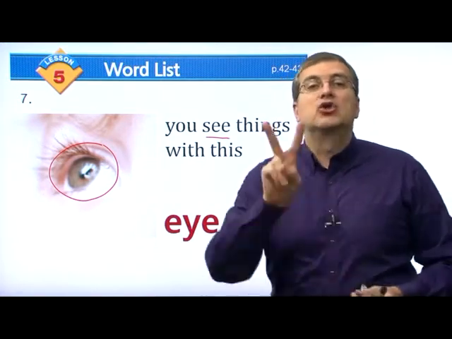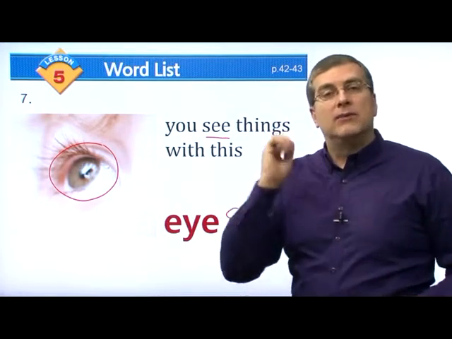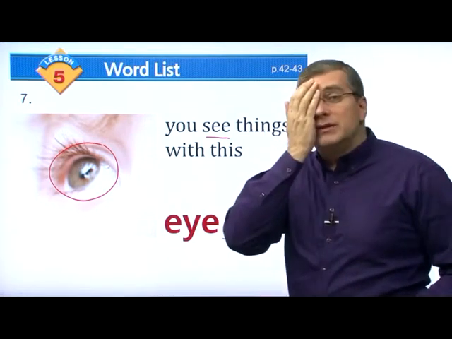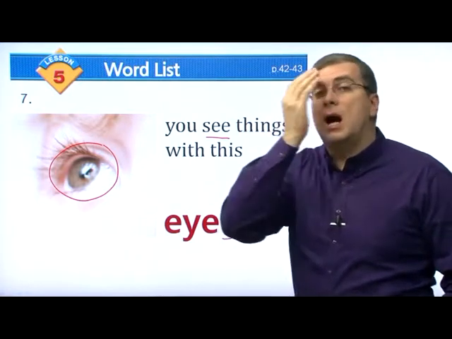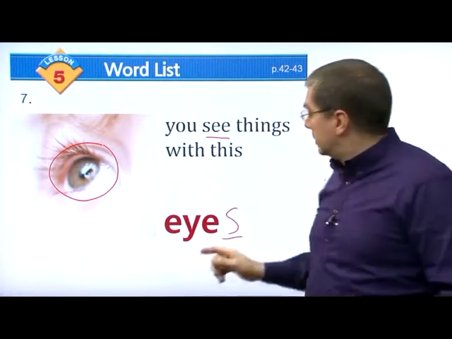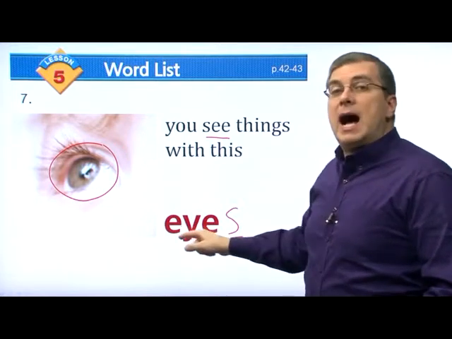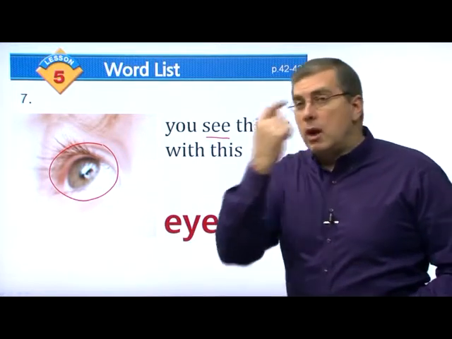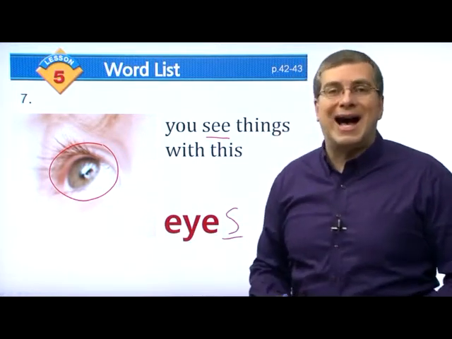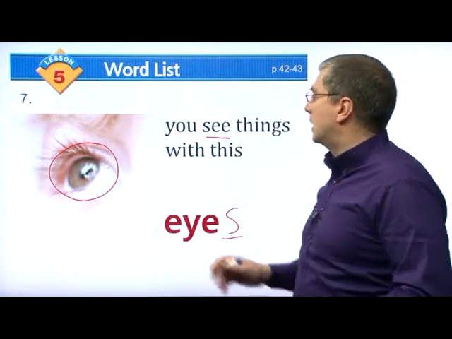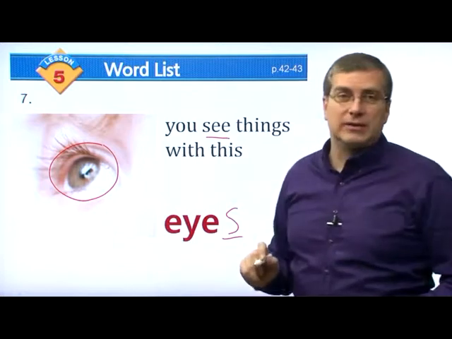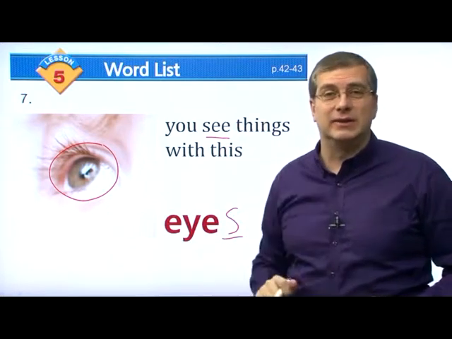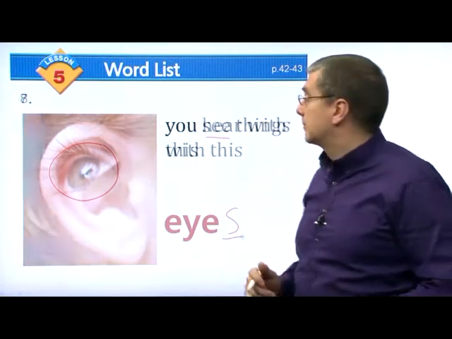Everybody has two eyes. But if you want to talk about one, you just say, I can see with one eye, right? Or cover one eye. So eye is singular, eyes plural. We all have two eyes. Everybody has two eyes. And what do we use our eyes for? We see things. That's one of our five senses we talked about before.